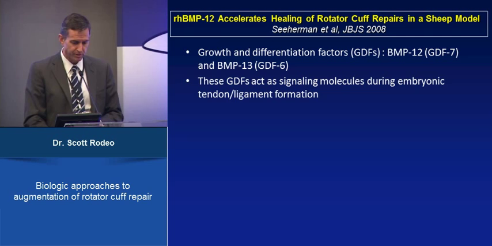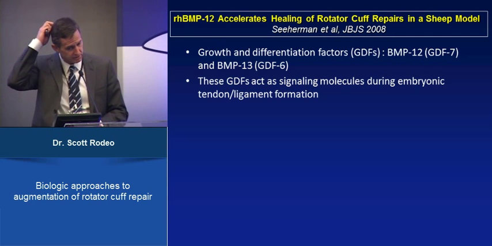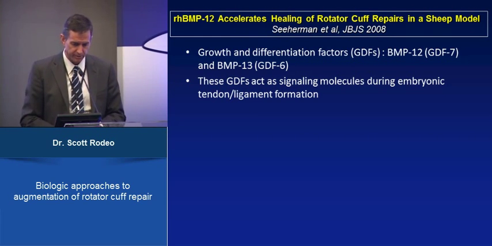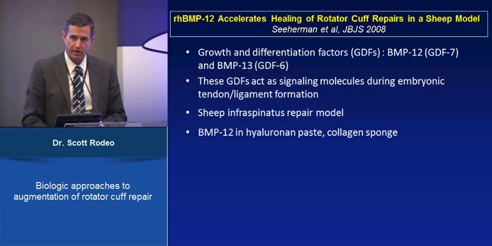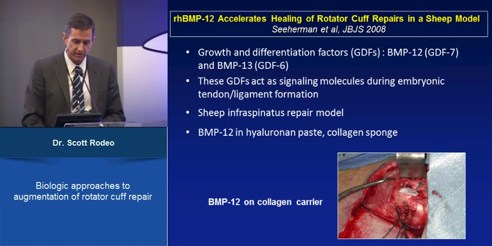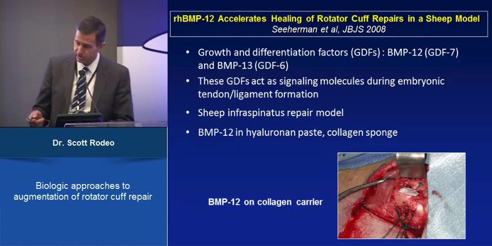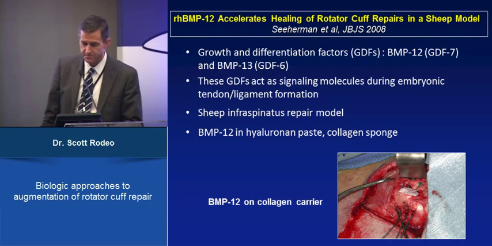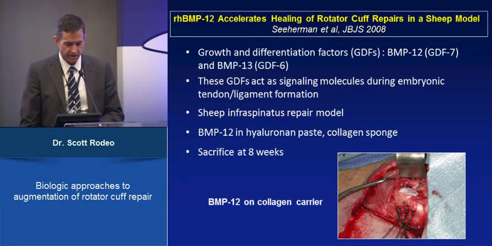We looked at BMP12. These factors act as signaling molecules during embryonic tendon and ligament formation, during formation of the tendon insertion site in the developing embryo. So we went to a sheep model. We did infraspinatus tendon repair, detached the tendon, and then reattached it, and we applied BMP12 on a collagen sponge carrier, as you see here on the slide, and looked at these animals out at 8 weeks.